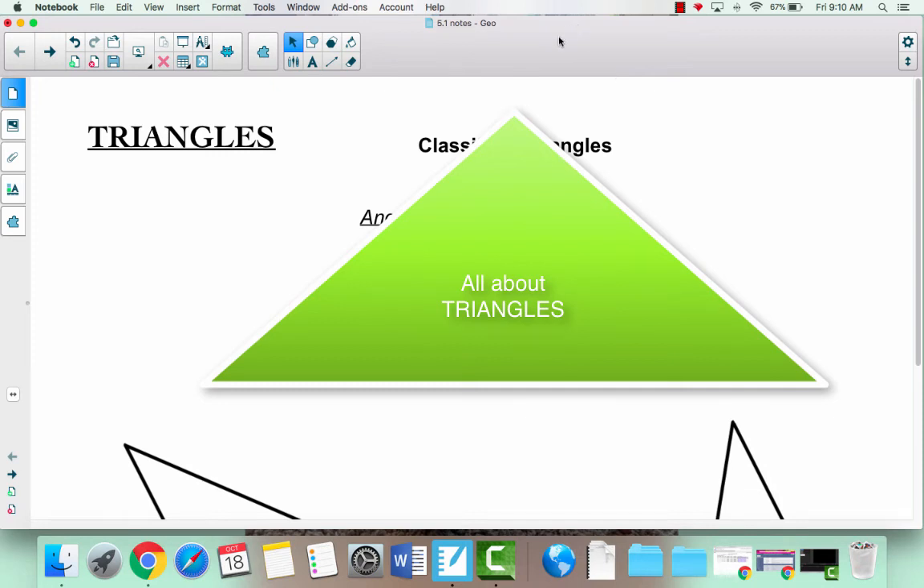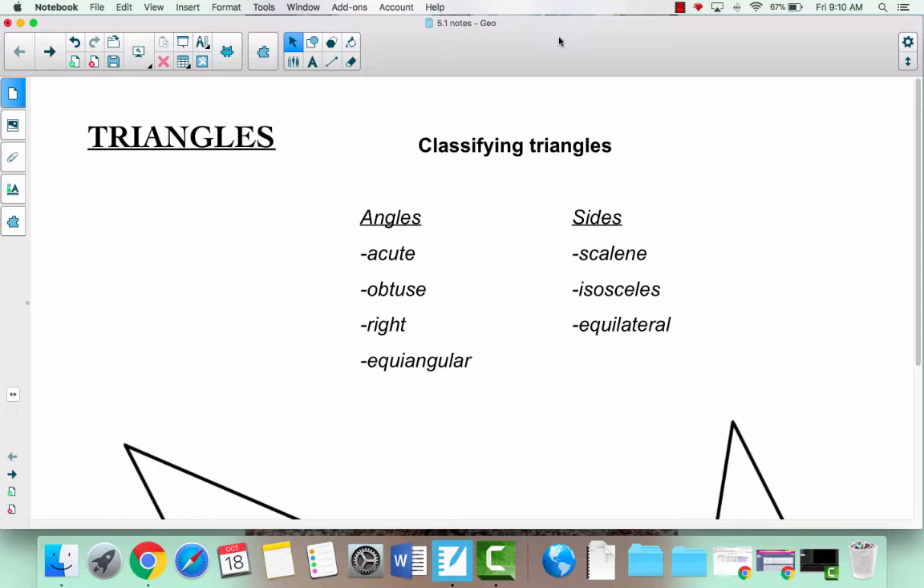Hi class, today's video is going to be all about triangles. There's actually going to be two parts. The first part will be about classifying them and using their angle measures, and the second video will be more focused on congruent triangles. Let's go ahead and talk about the ways we can classify triangles.